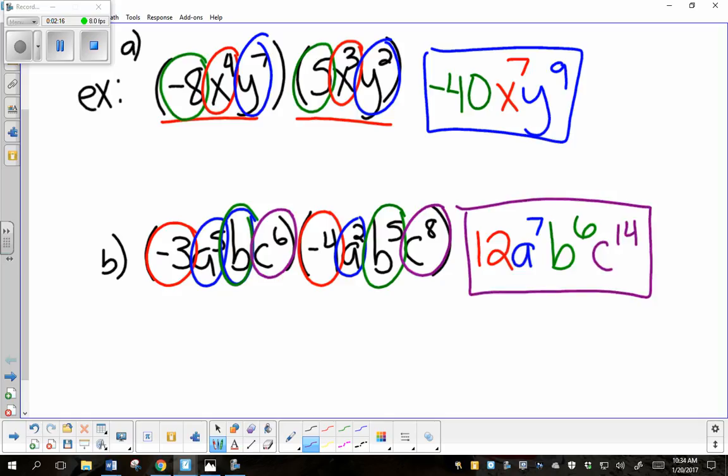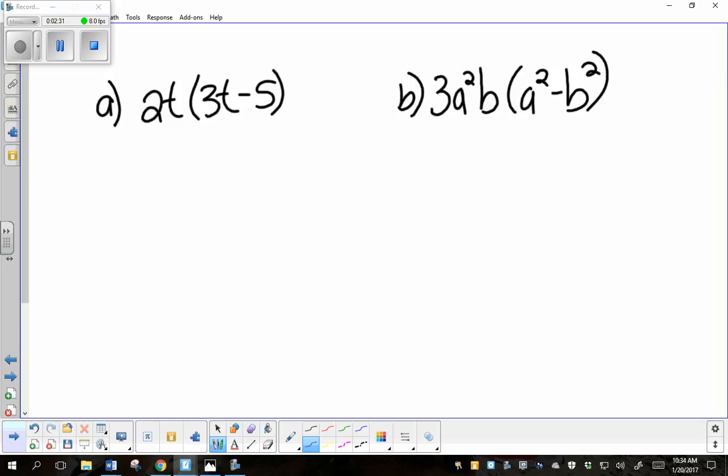That's it. So those are kind of the end of the really easy ones. Those are just multiplying a monomial by a monomial. Now we're going to go into some where we're multiplying a monomial by a binomial. So one term multiplied by something with two terms. So here's our examples. Pause if you need to write these down.